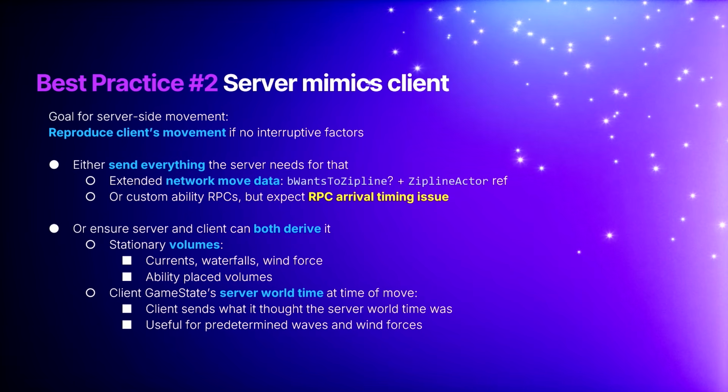The next best practice is you really want your server to do the same thing as the client as long as there's no interruptive factors. So you either need to send everything from the client to the server needed for that, but in some cases you don't have to if the server and client can both derive some movement effects in the same way. For example, if you have a stationary volume like currents, waterfalls, or if both the server and client can evaluate the same effect from the current time.